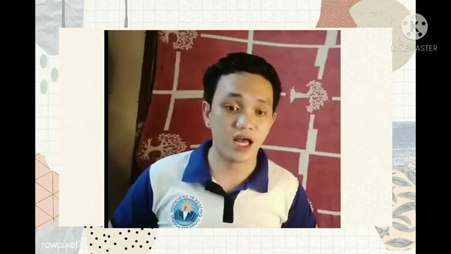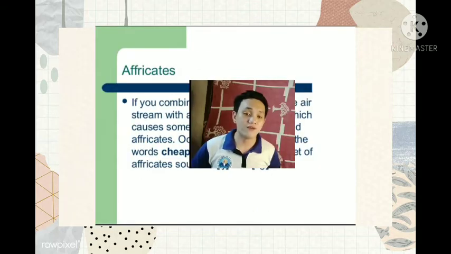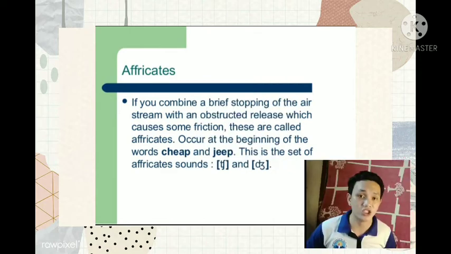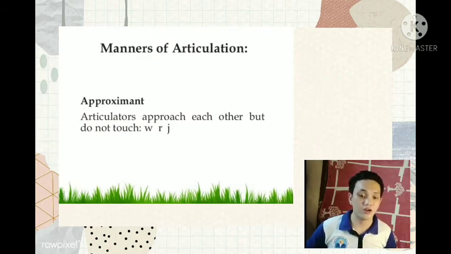Okay, for the affricates, a combination of stop and fricative, there is the voiceless post-alveolar affricate and the voiced post-alveolar affricate. Affricates combine a brief stopping of the airstream with an obstructive release which causes some friction. These occur at the beginning of words like cheap and jeep. This is the set of affricate sounds. And the approximants: the articulators approach each other but do not touch, like the letters W and R.